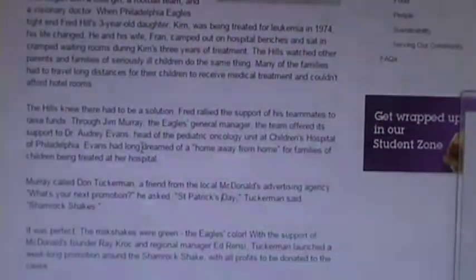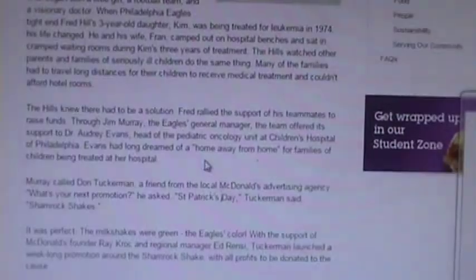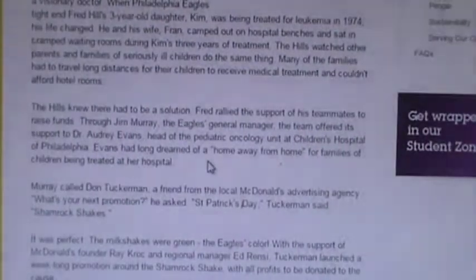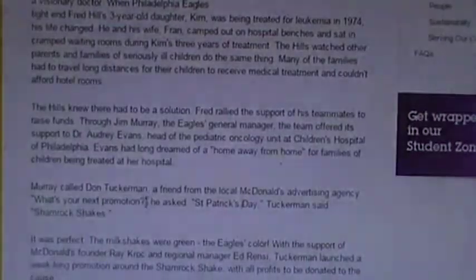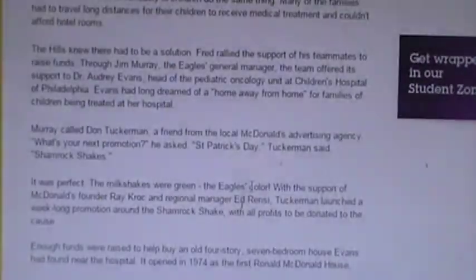So Evans had long dreamed of a home away from home for families of children being treated at her hospital. Marie called Don Tuckerman, a friend from a local McDonald's advertising agency. "What's your next promotion?" he asked. "St. Patrick's Day." Shamrock shakes. It was perfect. The milkshakes were green, the eagle's color.